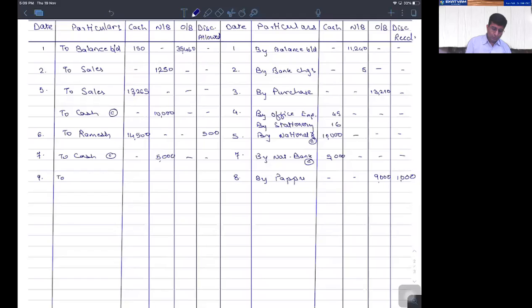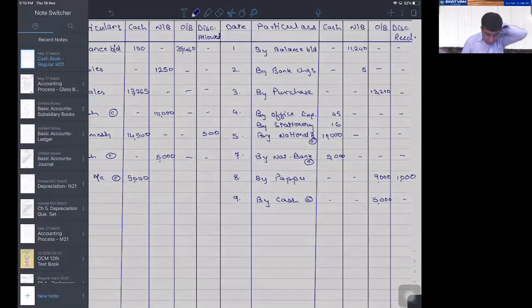So to overseas bank account for contra transaction, cash column will record 5,000. And then on to the credit side, by cash, being a contra transaction in the overseas bank column will record 5,000. Correct? Yes or no?